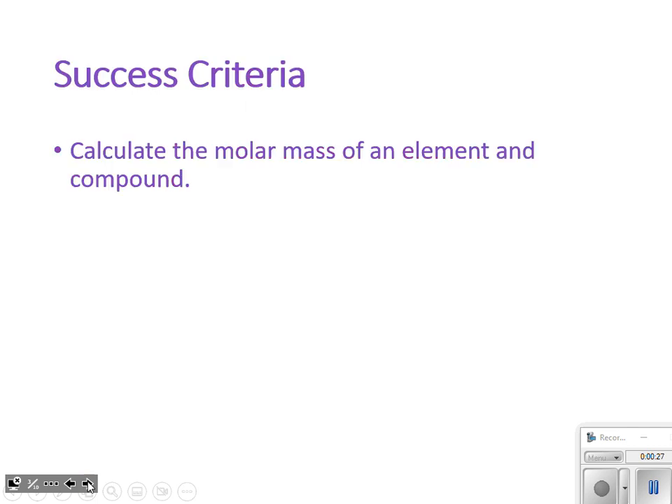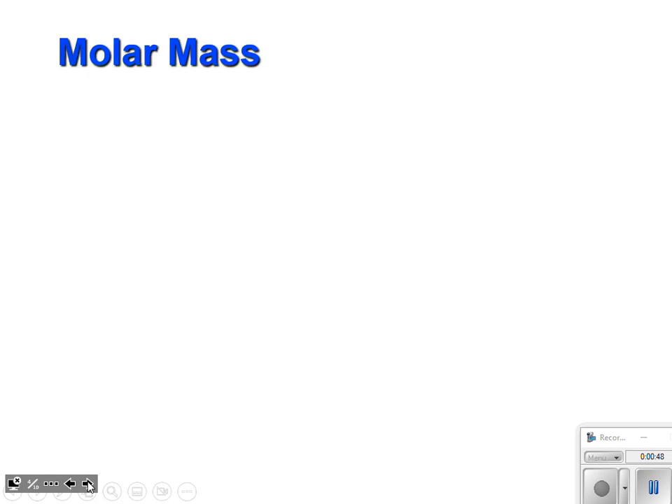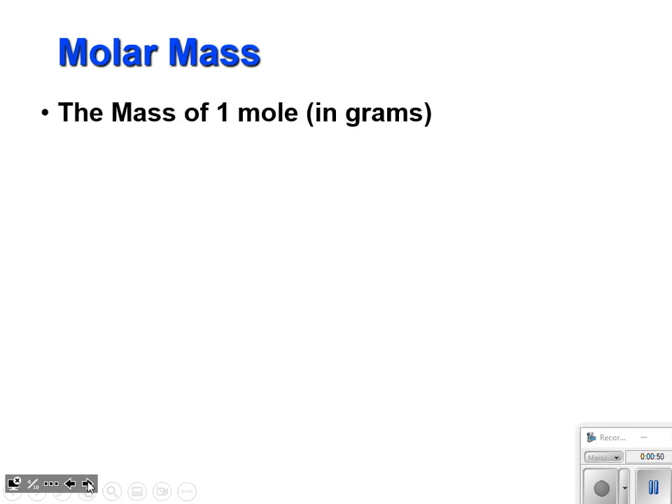Now, what's a little bit different is our success criteria. We are going to be able to calculate the molar mass of an element and a compound. It's really easy to do the molar mass of an element, a little bit tougher to do the molar mass of a compound. So, molar mass. Let's talk a little bit about this. And you know what? I didn't say this, but let's take out our periodic table. We're going to be using our periodic table a lot today.